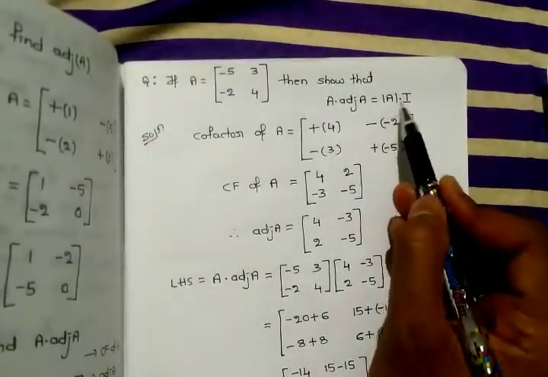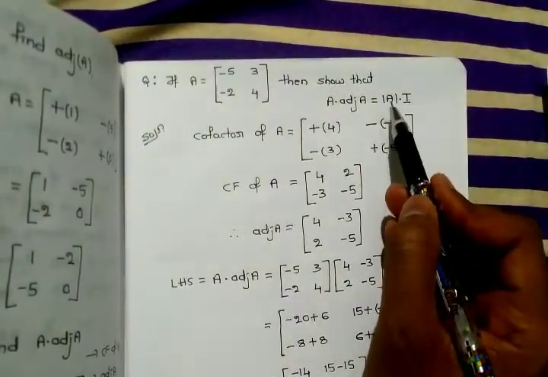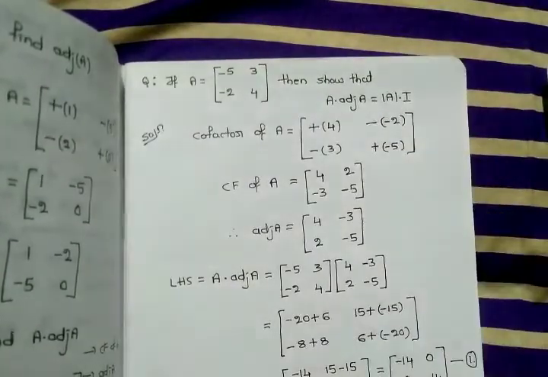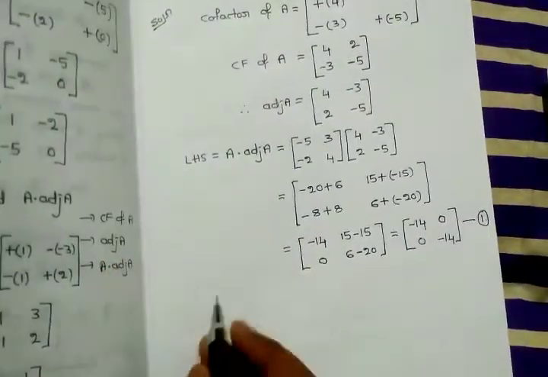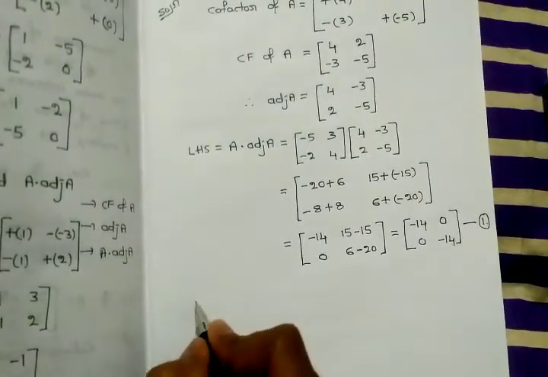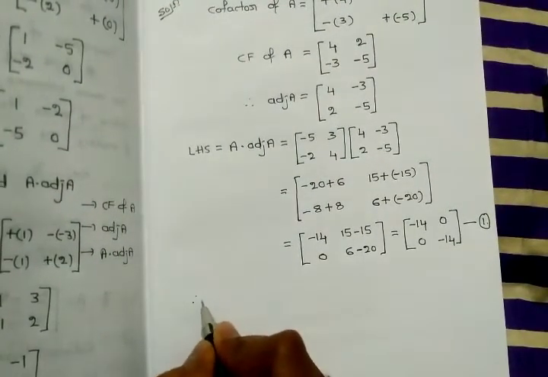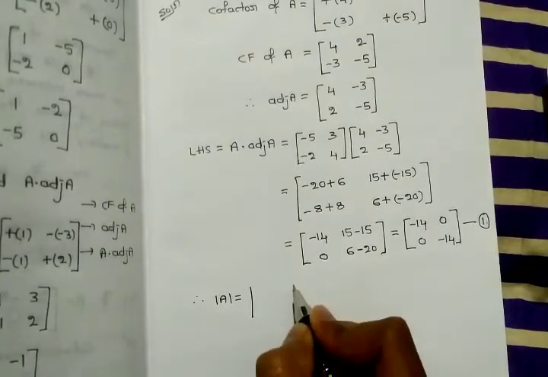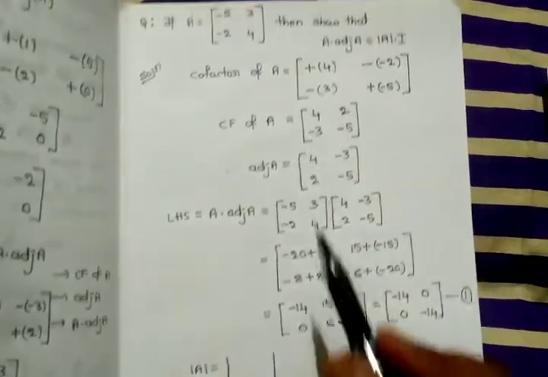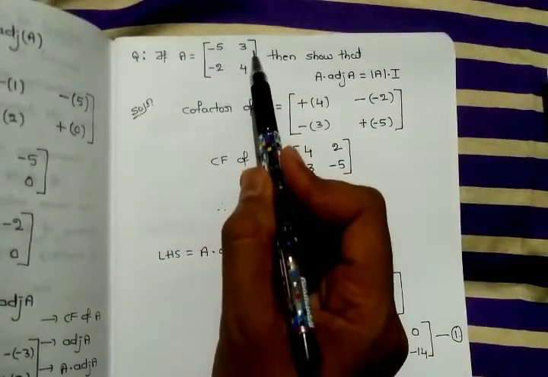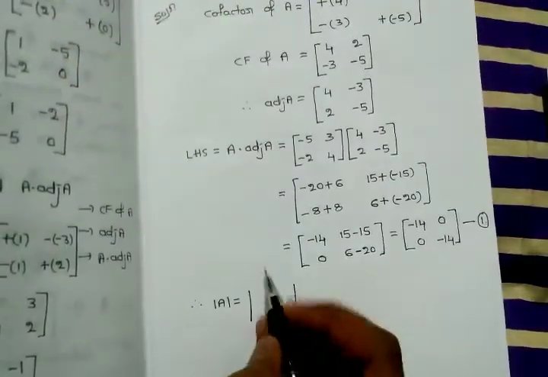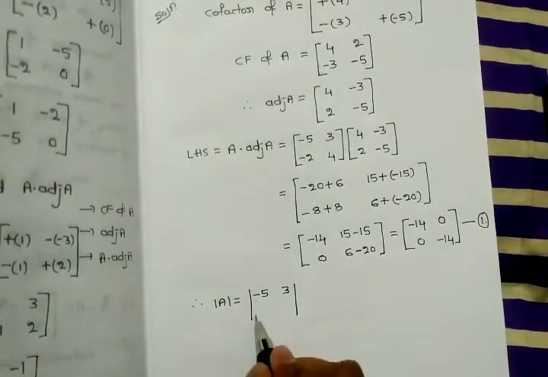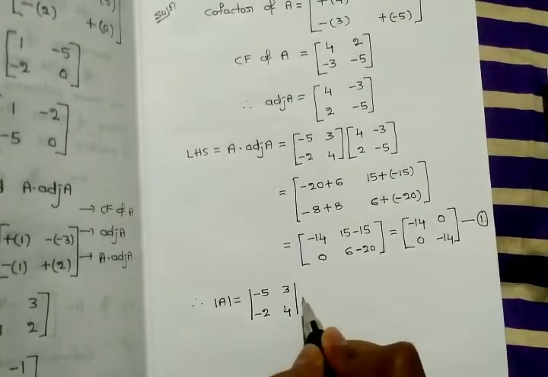So next, you need to find out the right hand side value, correct? Before finding right hand side value, first you need which value here? Determinant of A. So first find out the determinant of A. Now, therefore, determinant of A is equals to determinant symbol, keep it as it is. Next, substitute A value, minus 5, 3, minus 2, 4. Minus 5, 3, minus 2, 4 is equals to.